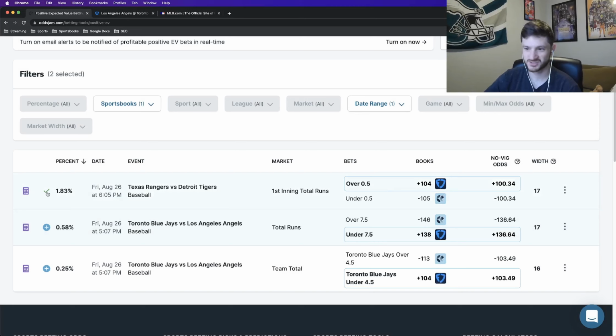So this yes run first inning is actually a bet that I've locked in individually. It's plus 104 is what the odds were on FanDuel. The no vig odds priced this at about even money, plus 100, a little bit above plus 100, but we can just pretty much round down. Only 17 cents in market width, so tight market here.